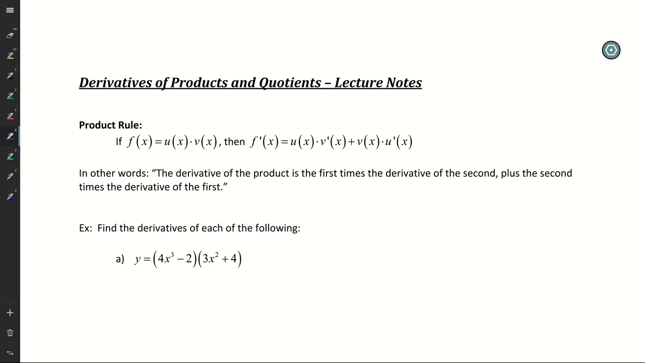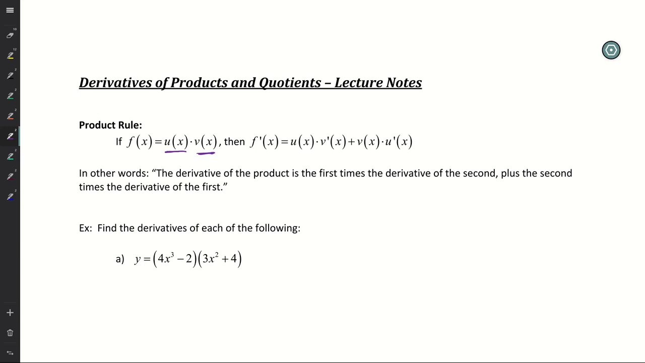In this video, we will learn how to find derivatives of products and quotients. We're going to start out with the product rule. This states that if you have a function that either is a product or can be written as a product, and we're going to say the product of specifically u of x times v of x. So there's two functions involving the variable x, and it can be any variable, t, x, w, y, whatever.